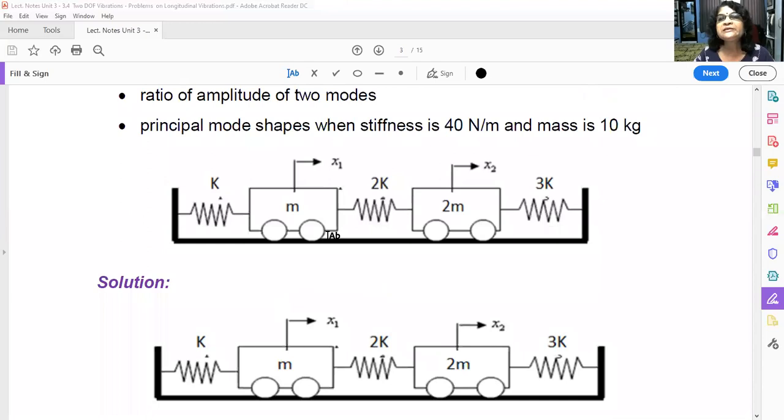This is mass number 1 and mass number 2, having masses m and 2m. This mass at this instant is moving towards the right, which we denote by x1. The second mass is also moving towards the right, and that variable parameter is x2. These 2 masses are coupled by 3 springs, k, 2k and 3k. This middle, intermediate spring connects these 2 masses.